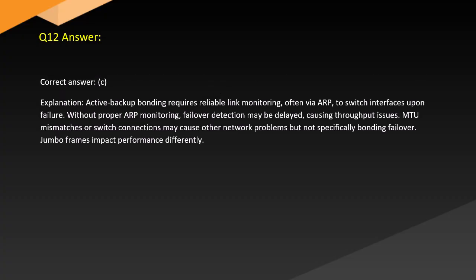Answer. Correct answer: C. Explanation. Active-backup bonding requires reliable link monitoring, often via ARP, to switch interfaces upon failure. Without proper ARP monitoring, failover detection may be delayed, causing throughput issues. MTU mismatches or switch connections may cause other network problems, but not specifically bonding failover. Jumbo frames impact performance differently.